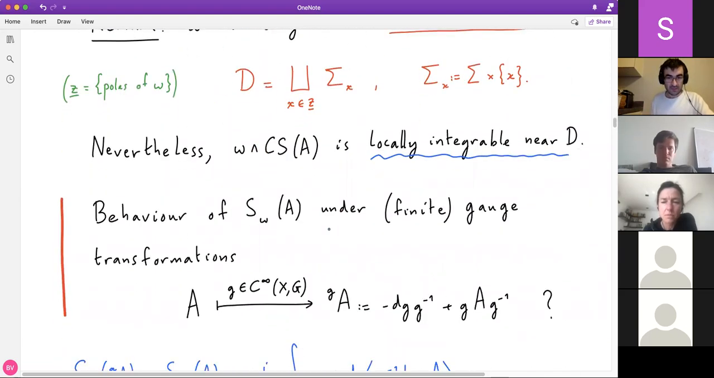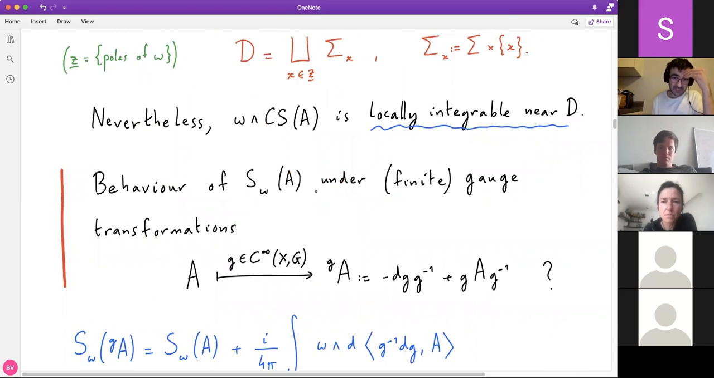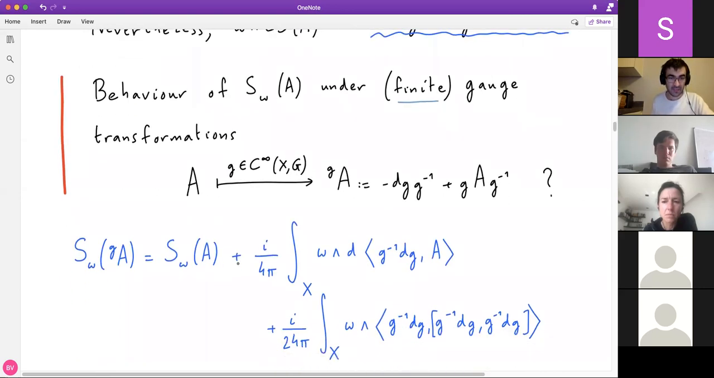So the first question we want to ask is: is this action gauge invariant? I'm concerned about gauge invariance under finite gauge transformations, so large gauge transformations, not just infinitesimal ones. So I take a general g-valued smooth function on this sigma cross C, and I want to understand the behavior of the action under the gauge transformations.